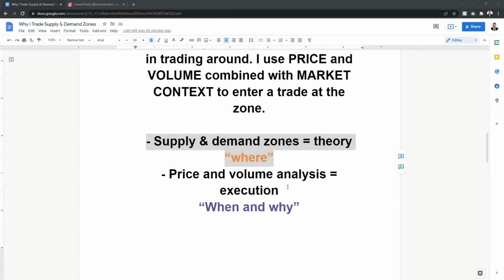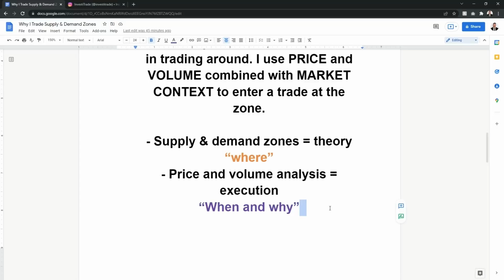Price and volume is my execution. It tells me when and why I want to enter the trade. So think of it like that. Supply and demand zones are my where. Price and volume tell me when and why. Without my theory and without my execution, I do not have a valid trade, and I will not put a trade on for no other reason than that.